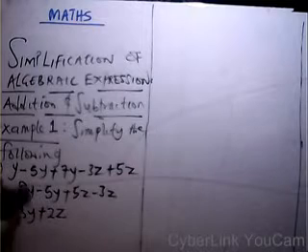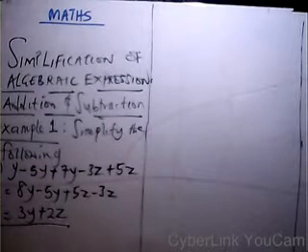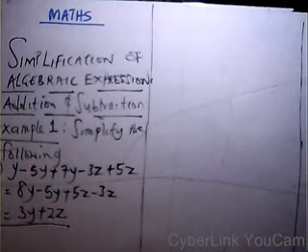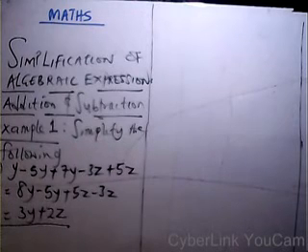So when you simplify this expression, this is what you are going to have as your final answer, because this one cannot be factorized. You cannot factorize this one, so you are going to stop here. Your final answer here becomes 3y plus 2z.